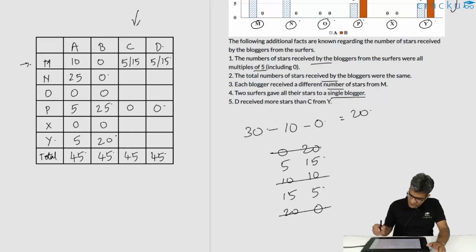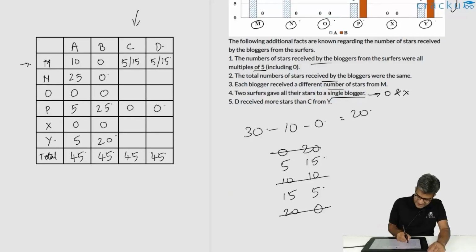Two surfers gave all of their stars to a single blogger. Who can that be? It can't be M because M gave 10, 5 and 15. It can't be N because N gave 25 to A, so he has to give the remaining 5 to either C or D. It can be O. It cannot be P because P gave 5 and 25. It can be X. It cannot be Y. So the only two web surfers who could have given all of their stars to one particular blogger have to be O and X.